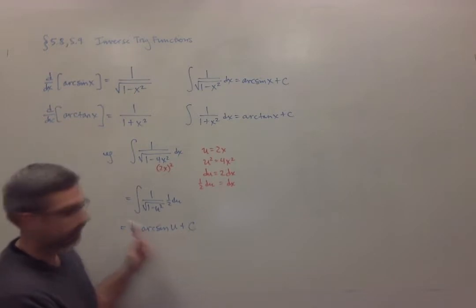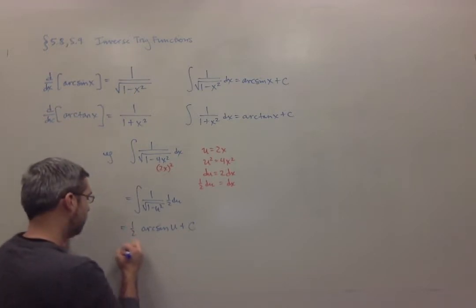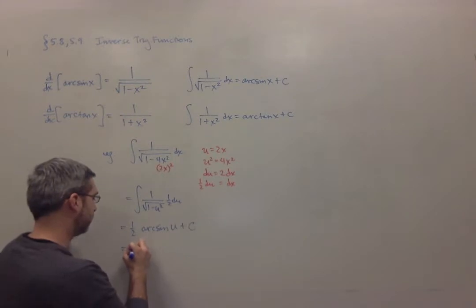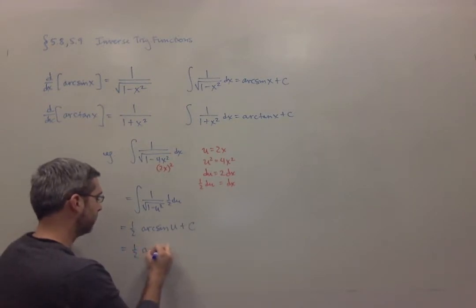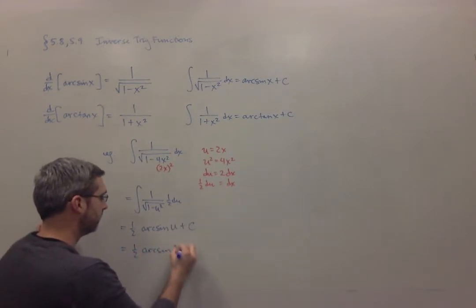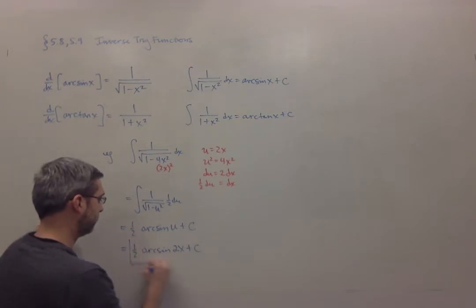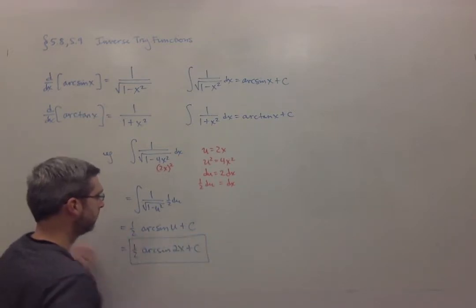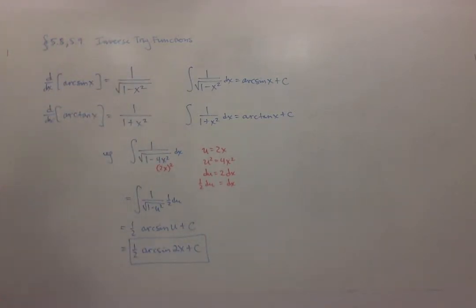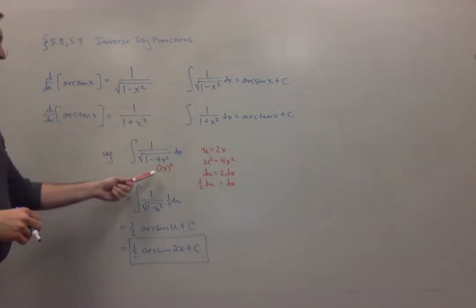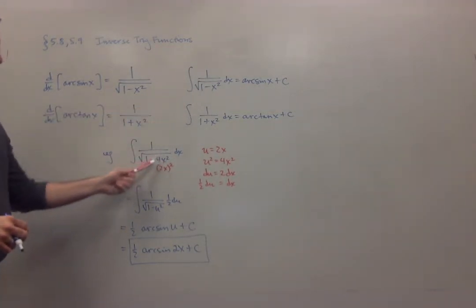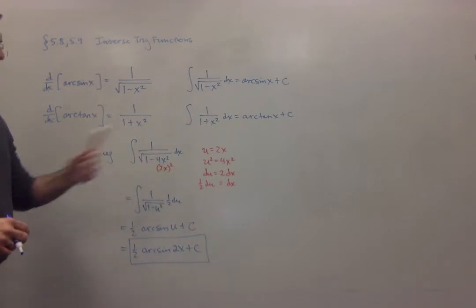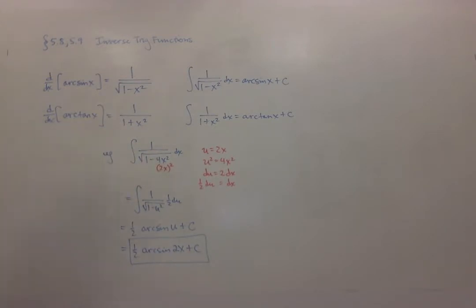Again, don't forget your plus c. And then I just sub back in for u. So u is 2x. Okay. So the key here is recognizing that that integral is really close to an arcsine integral. I just need to get this thing under here so that it's 1 minus u squared. Okay.